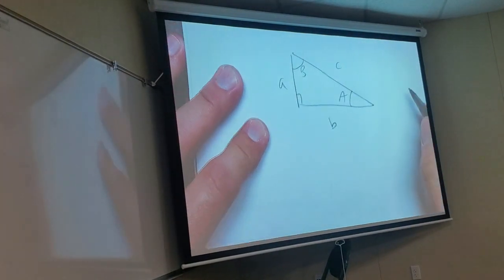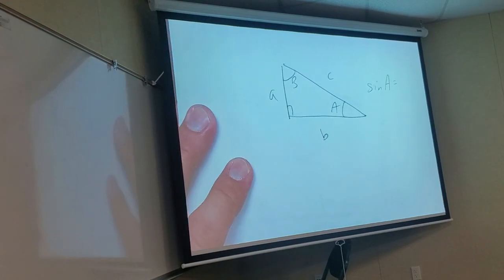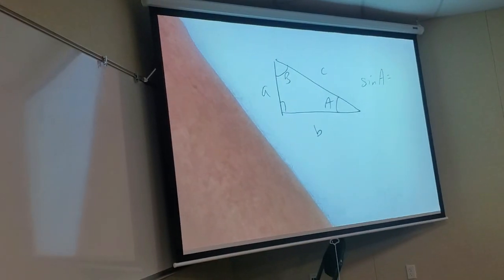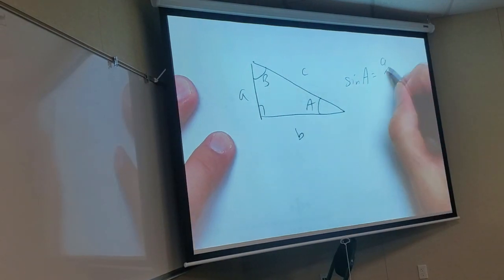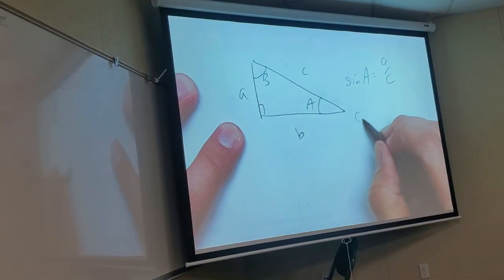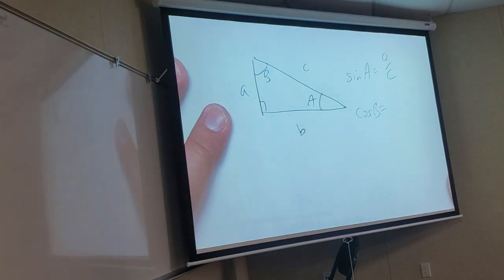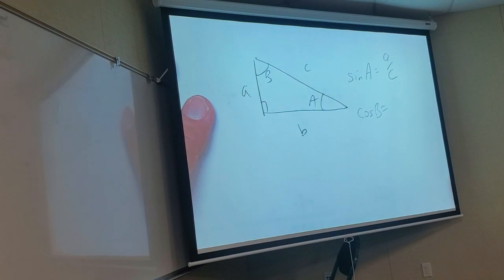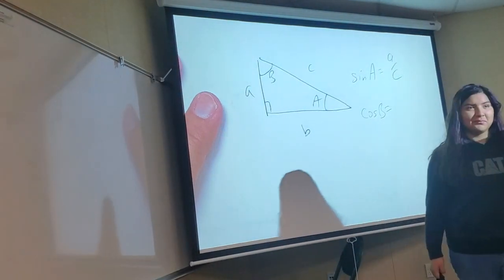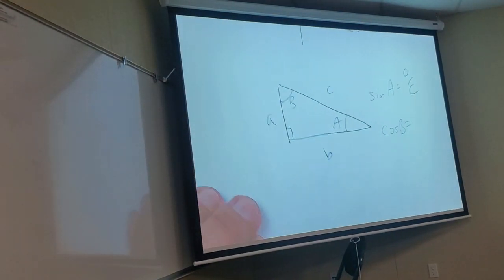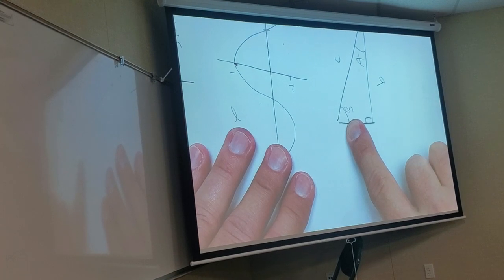Can somebody tell me what the sine of A is in this triangle? A over C. I love it. Can somebody tell me what the cosine of B is? Yeah, why is it A over C? Because that's the triangle I'm working with now, right? That's in the base. Cosine likes X.